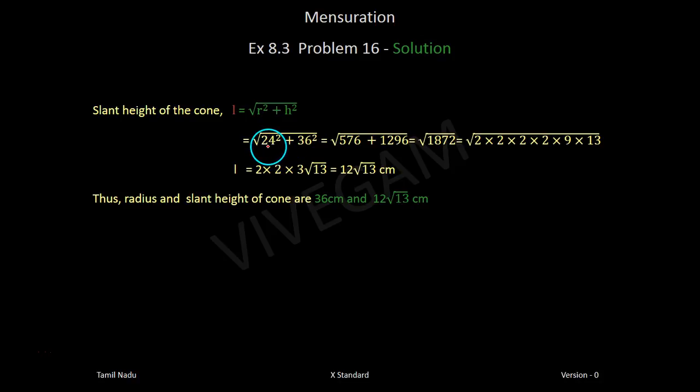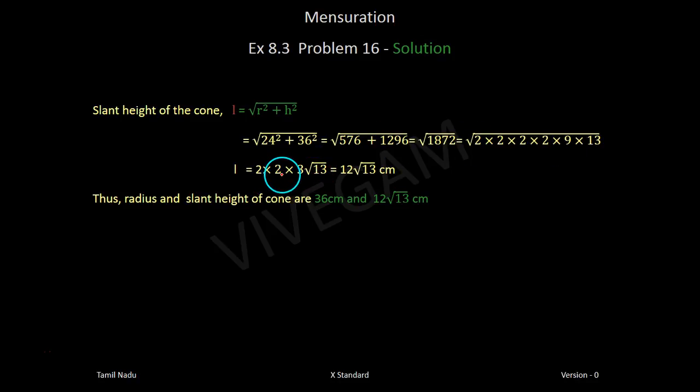Okay, so 24 square is 576. 36 square is 1296. This on addition gives you 1872. The slant height is square root of 1872. This is factorized as 2 into 2 into 2 into 2, four 2s, and 9 into 13. You have to do the small division method and factorize it. Once that is done, four 2s are there, so two 2s can be taken. Square root of 9 is 3, and square root of 13 is not a whole number, so we'll keep it as square root of 13.